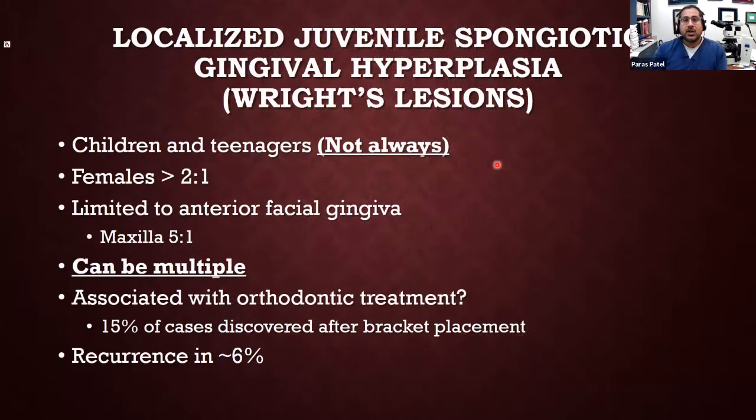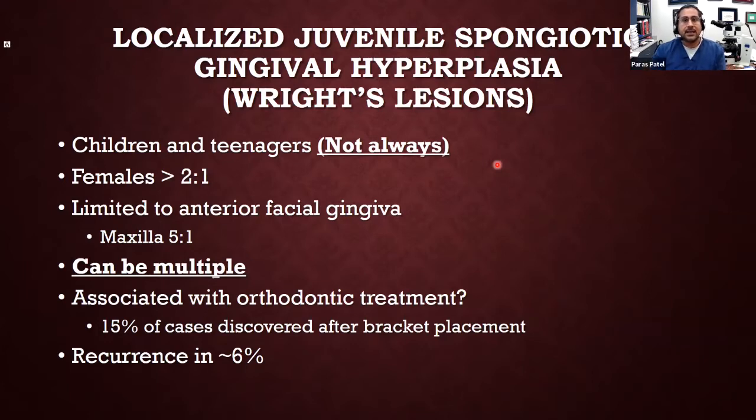Localized juvenile spongiotic gingival hyperplasia is a mouthful, literally. I guess figuratively, it's not literally a mouthful. It's a lot of words put together, and it's a descriptive name for this specific entity. Dr. John Wright, who is one of my greatest mentors here at the College of Dentistry, where I did my residency, along with a couple of the other oral pathologists here and a former resident, coined this term.